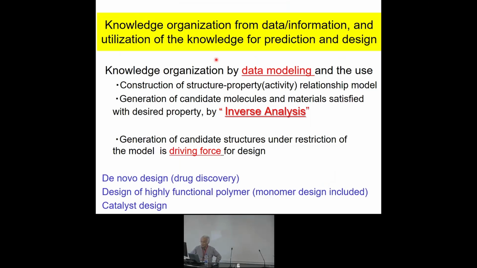So knowledge organization from data and information, and utilization of the knowledge for prediction and design. Knowledge organization is supported by data modeling and its use, of course. So the first is construction of the structure-property-activity relationship model, for example. And next, generation of candidate molecules and materials satisfying the desired property by inverse analysis. This is very important. So in this case, sometimes generation of candidate structures under the restriction of the model is the driving force for design. This kind of manner is applied to drug design, the discovery and design of highly functional polymers, monomer design included, catalyst design, and so on.